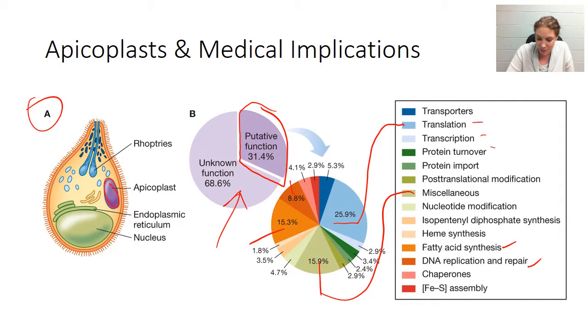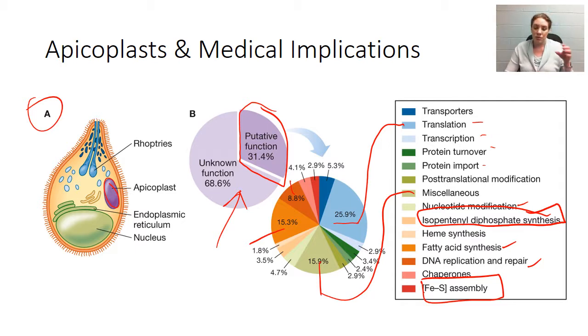Transcription, translation, making proteins and recycling them. Nucleotide modification for making DNA and RNA stuff. This isopentenyl diphosphate synthesis, maybe a good target, maybe not. These iron sulfur assemblies, maybe a good target, maybe not. So what we're hoping is that as we sequence more of this, we can find a gene that we can use to kill the malaria parasite without affecting us, because we wouldn't have that gene.